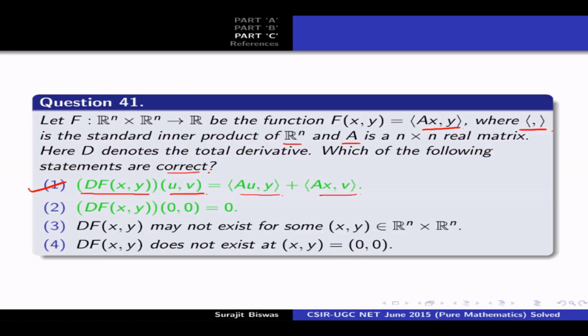Now if you evaluate at (0,0), you will see from option 1 that option 2 is also correct. Of course then options 3 and 4 cannot be correct, because option 3 says Df(x,y) may not exist for some (x,y), which is not true. And option 4 says Df(x,y) does not exist at (x,y) = (0,0), so this is also incorrect.